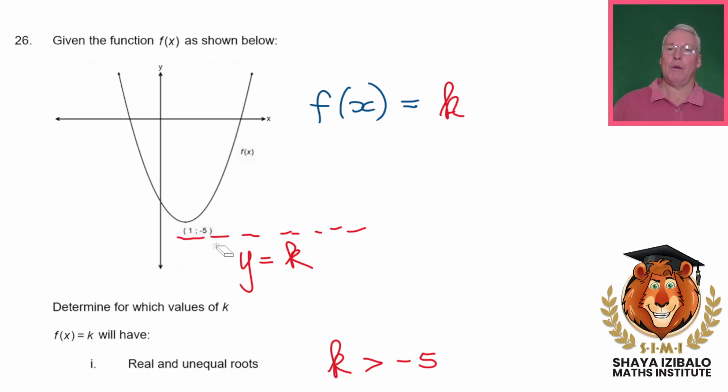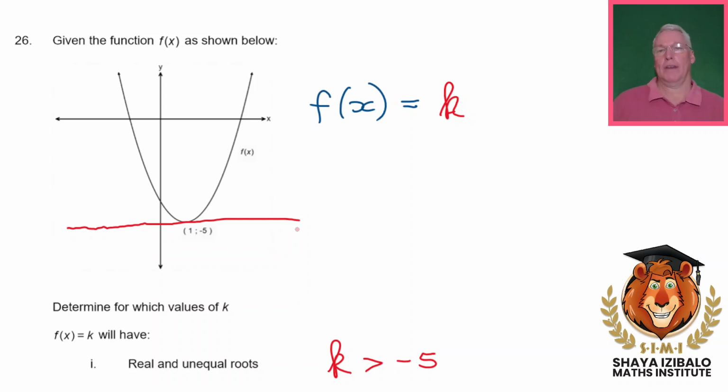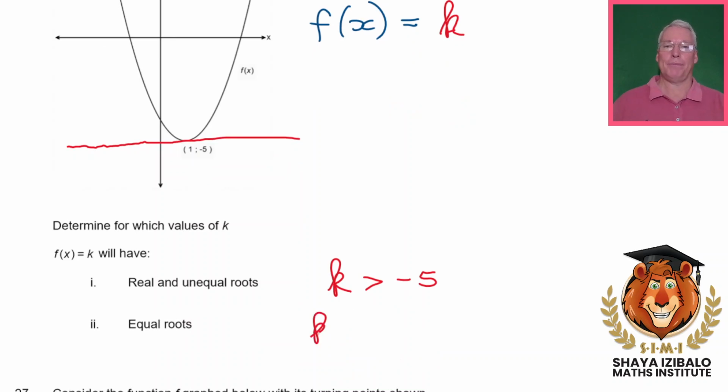We will only get equal roots if this line y equals k is exactly going through this turning point. Now we're only going to get two equal roots, or one root, and that will happen if k is equal to negative 5. So that's one way of thinking about this. I'm going to give you another way of thinking about it.